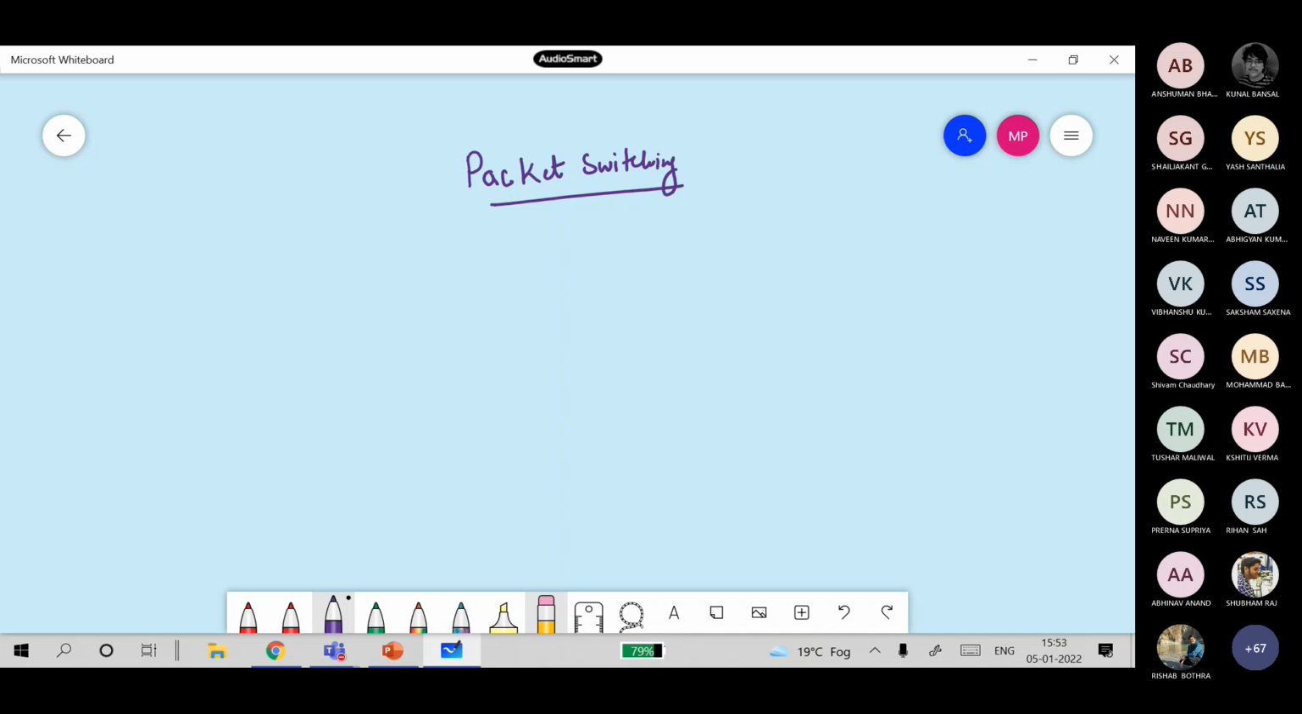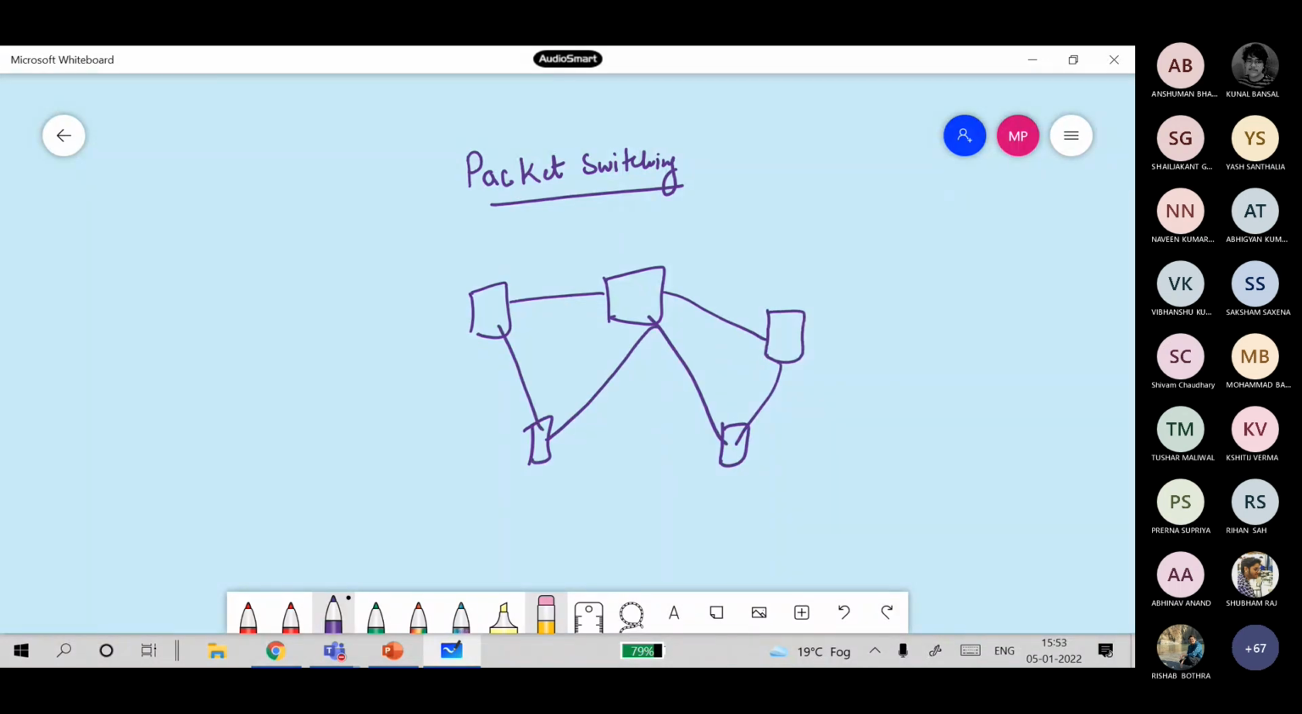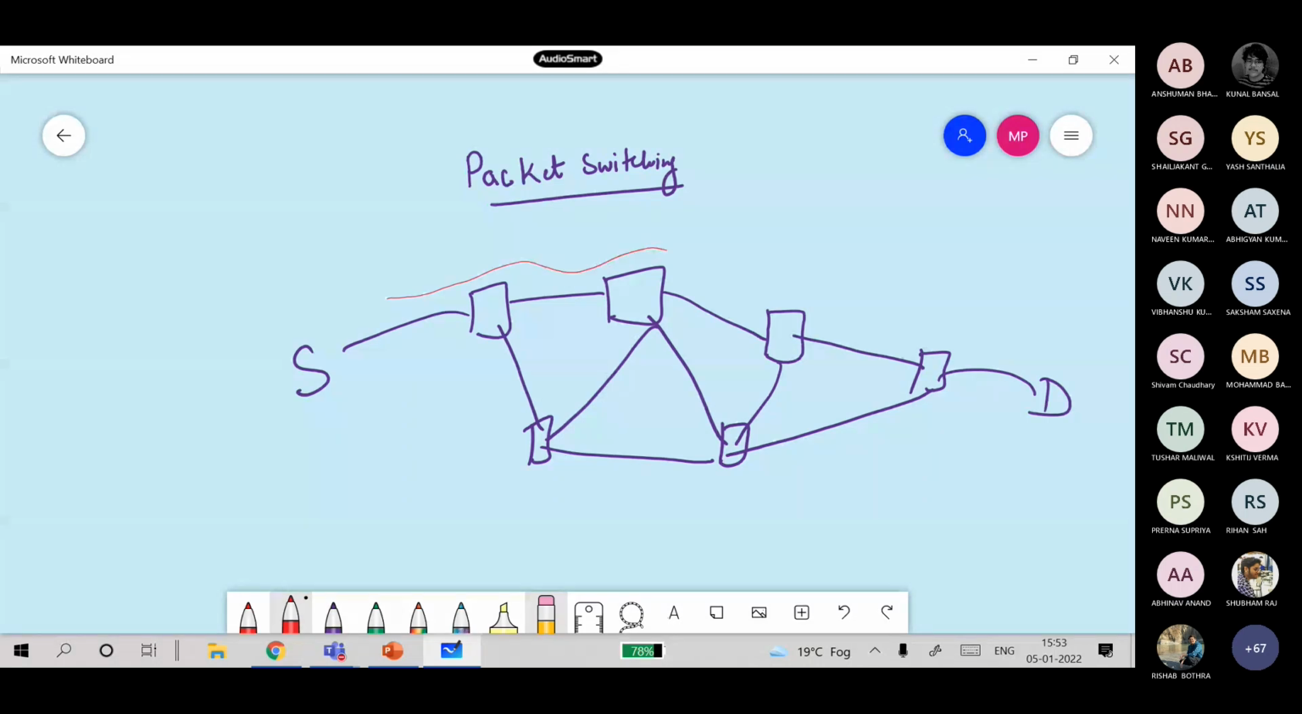Now what is packet switching? Again, these network switches are there, which are interconnected through communication lines, transmission lines. So between source and destination, again there are devices. So again there can be many paths from source to destination. There can be many possible routes from source to destination.